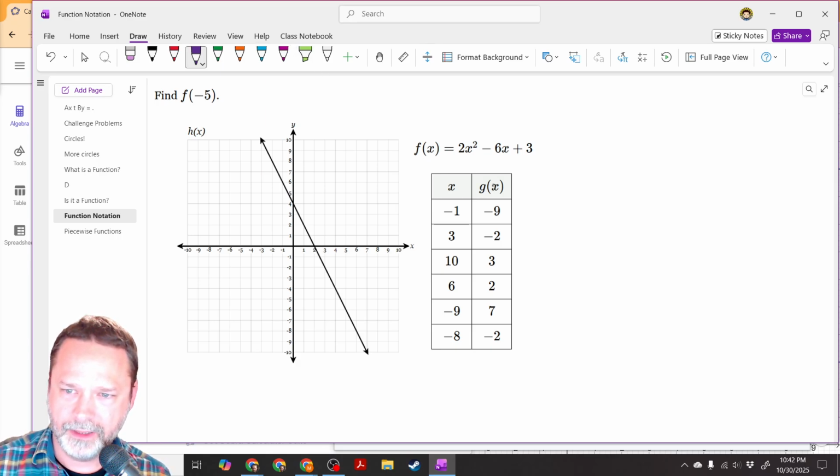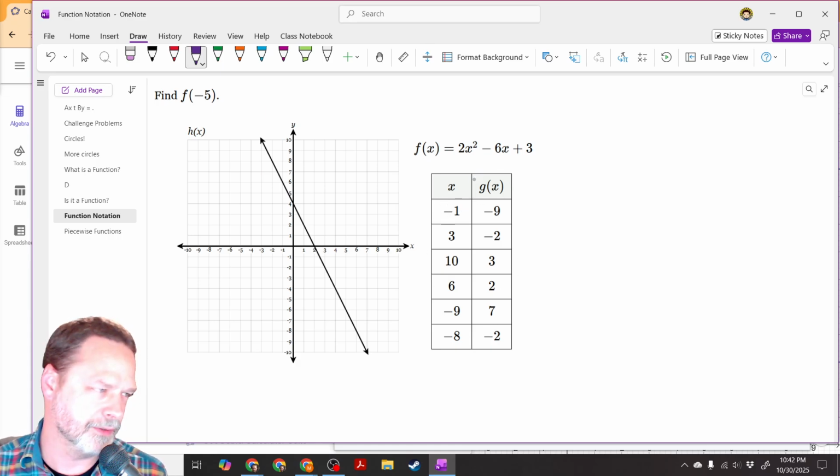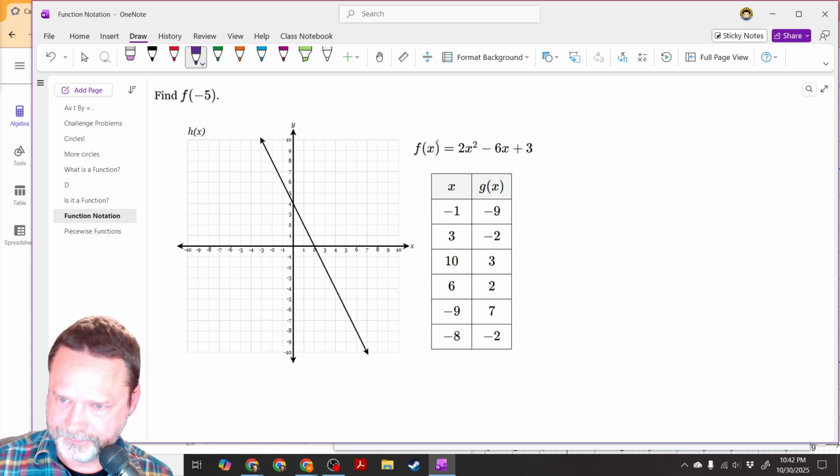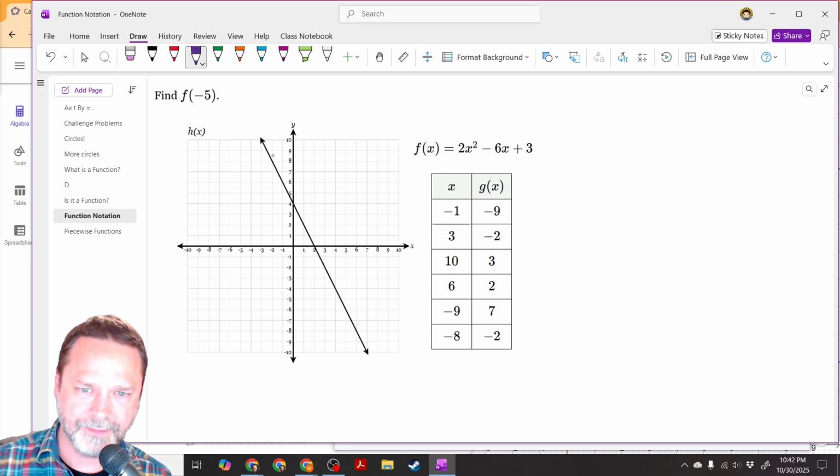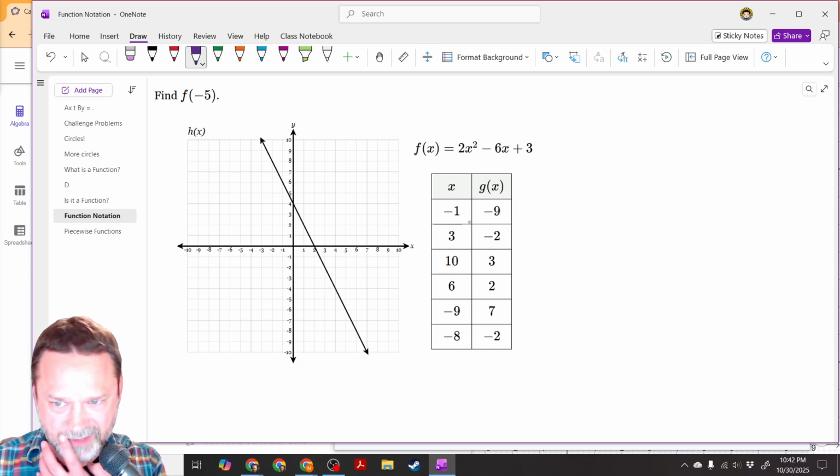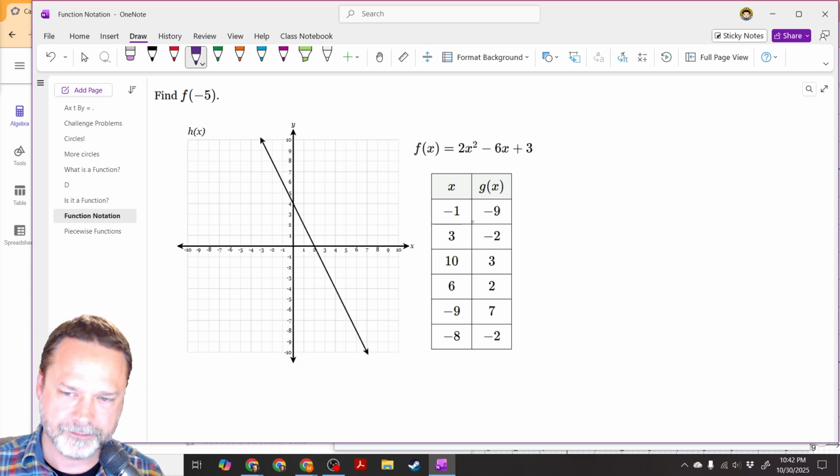I got g of x here, which is a table. Maybe it's a function, maybe it isn't. We'll assume it's a function since we're doing functions. f of x, definitely a function. h of x here is a graph. It's a function, but it's represented as a graph. f of x is represented with an equation. g of x is a table.